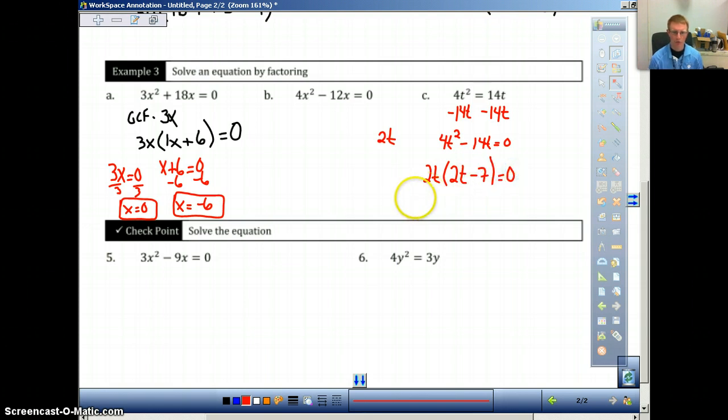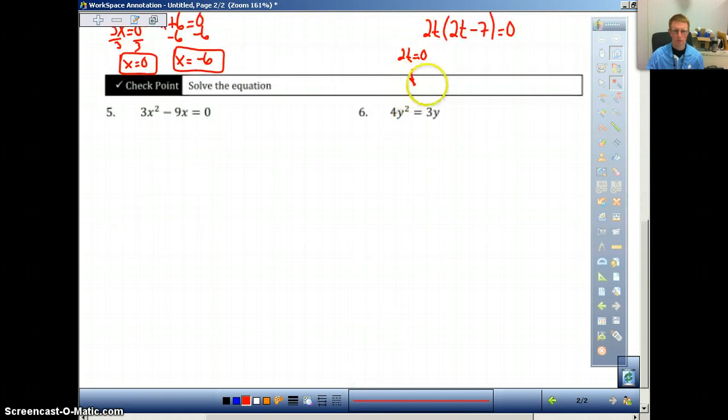And then we're going to solve. 2t equals 0. That will be t equals 0. We have 2t minus 7 equals 0. So we have 2t equals 7. T equals 7 over 2. So there's our two solutions.